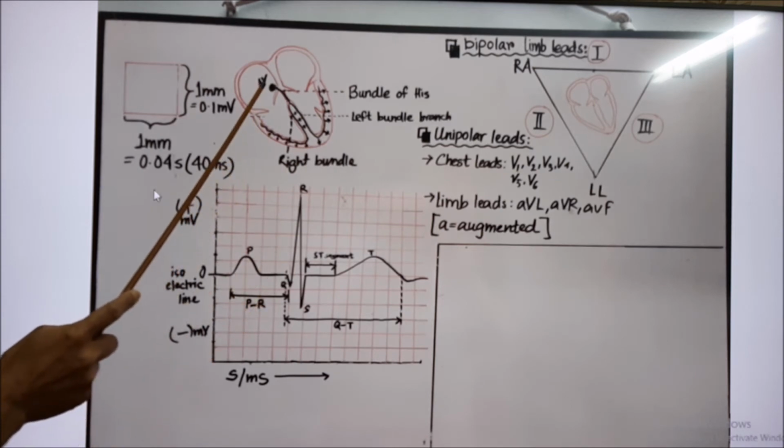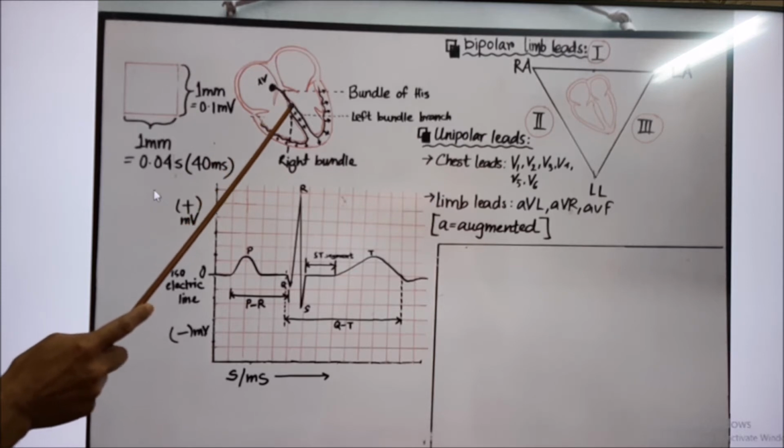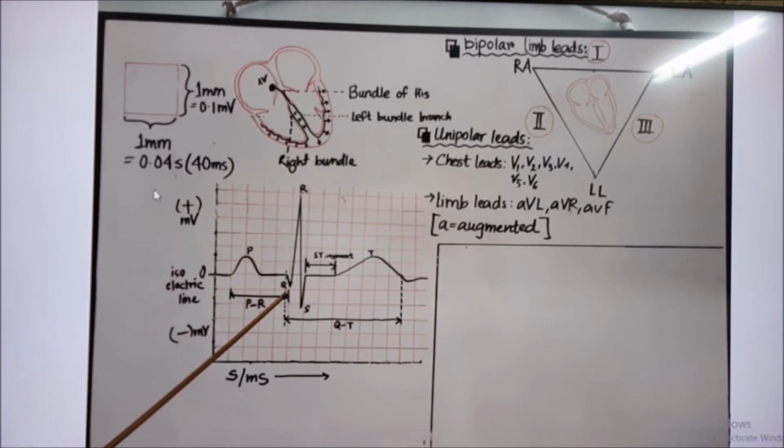Now you see the impulse. From the AV node, it goes to the bundle of His, then it first goes to the left bundle. Then from the left bundle, it is transmitted to the right bundle. Therefore, it is away from the electrode. Therefore, it goes negative.